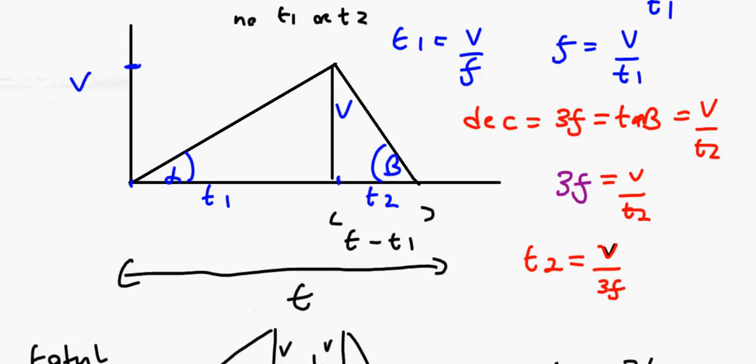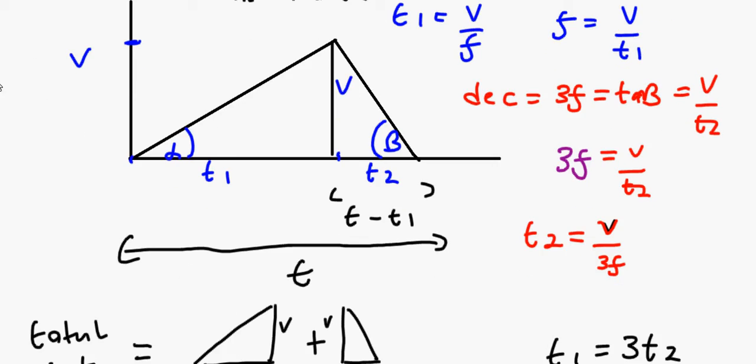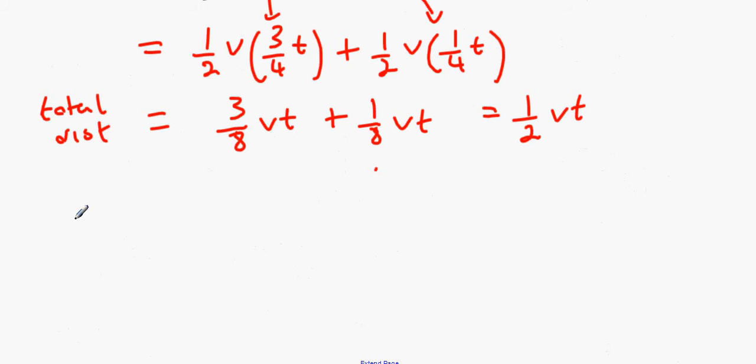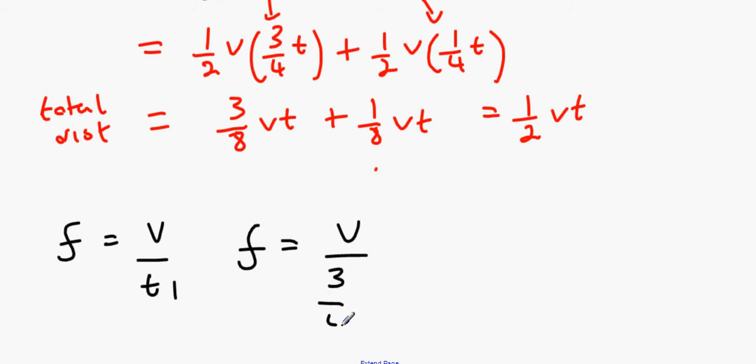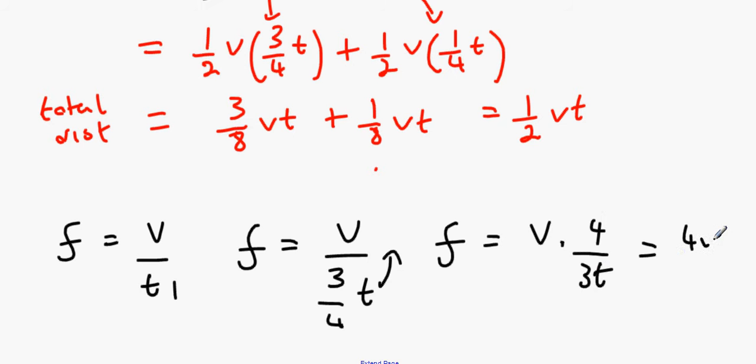What we learned earlier was that f equals v over t1. So then f equals v over 3/4 of t. So f is equal to v multiplied by, bring this up, turn it upside down, 4 over 3t. So f equals 4v over 3t.